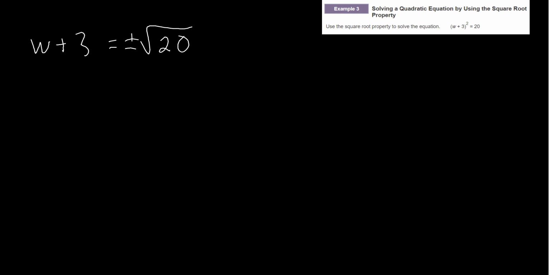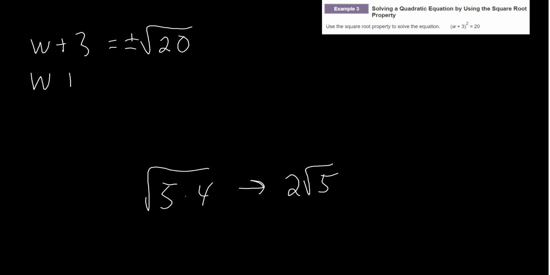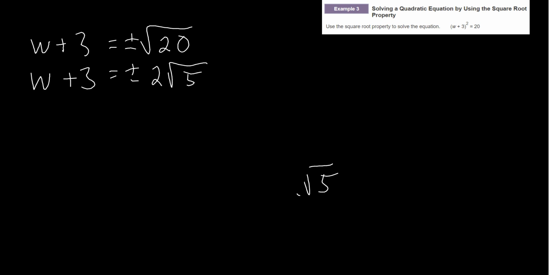Actually, before we subtract 3 from both sides, let's go ahead and reduce that square root of 20. We know the square root of 20 can be rewritten as the square root of 5 times 4, which we know can be rewritten as, well, the square root of 4 can be taken out, so 2 on the square root of 5. So let's rewrite the right side: w plus 3 is equal to plus or minus 2 on the square root of 5. And then the last step, we subtract 3 from both sides.